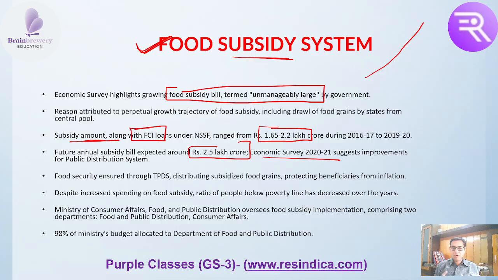We all know that food security of our country is managed by the targeted public distribution system that we have already discussed in proper detail. But still there is an increase in the food subsidy bill, because the ratio of people below the poverty line has decreased. Despite the increase in spending on the food subsidy bill, the number of people below the poverty line is decreasing over the years, and the hunger problem is also getting sorted out slowly. Right now it is said that no people are dying because of hunger because of the government food subsidy program under the National Food Security Act. Okay, so 98% of the ministry budget is allocated to the Department of Food and Public Distribution of the Ministry of Consumer Affairs, Food and Public Distribution.